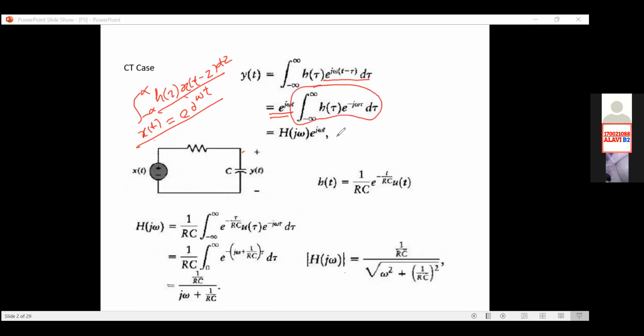That integral is represented by H(jω), and you see that we are obtaining a similar type of equation that relates your input with output. H(jω) is equal to the integral from minus infinity to infinity of h(τ) e^(−jωτ) dτ. Have you seen this integral earlier in your mathematics?